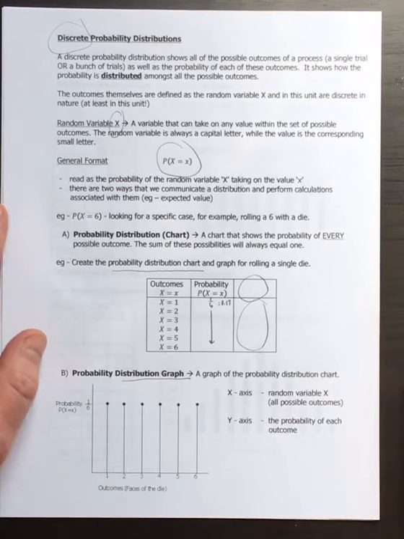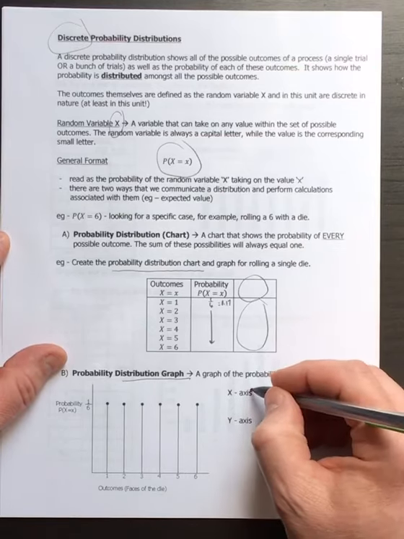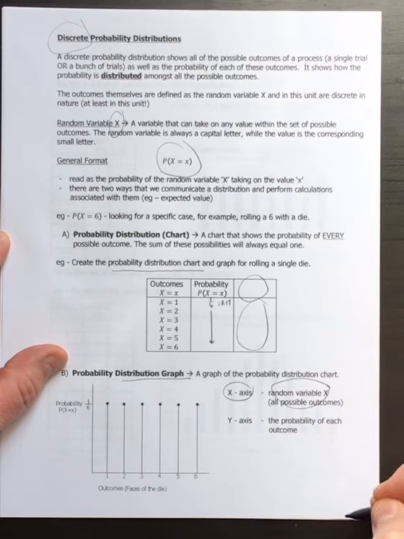In a probability distribution graph, it's just like a chart. The only difference is one is visual, one is just straight numbers. There are pluses and minuses to both, but they both tell you exactly the same thing. One just does it in a visual capacity, and the other does it in a numerical capacity. So it depends on what you want to do. The x-axis is always the value of the random variable X, so this is always going to be that outcome x.